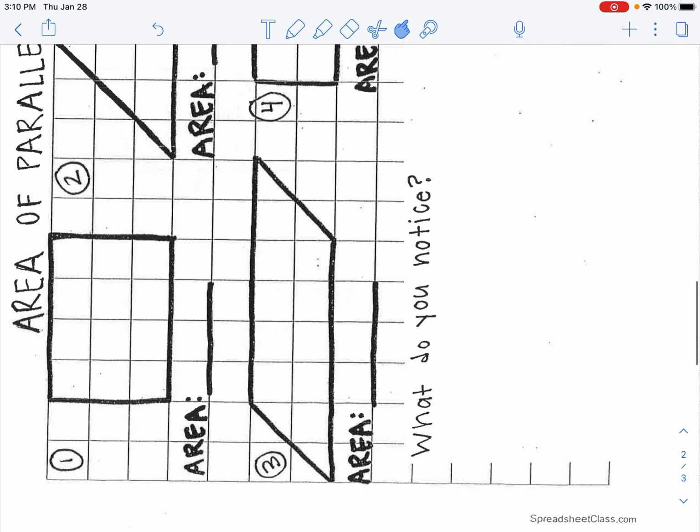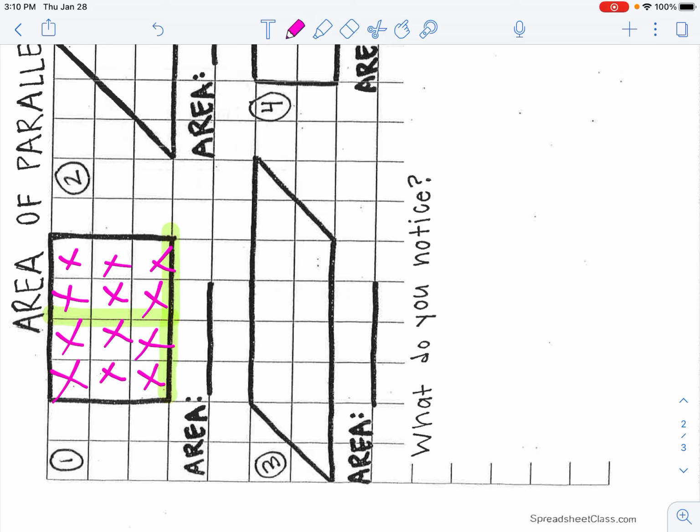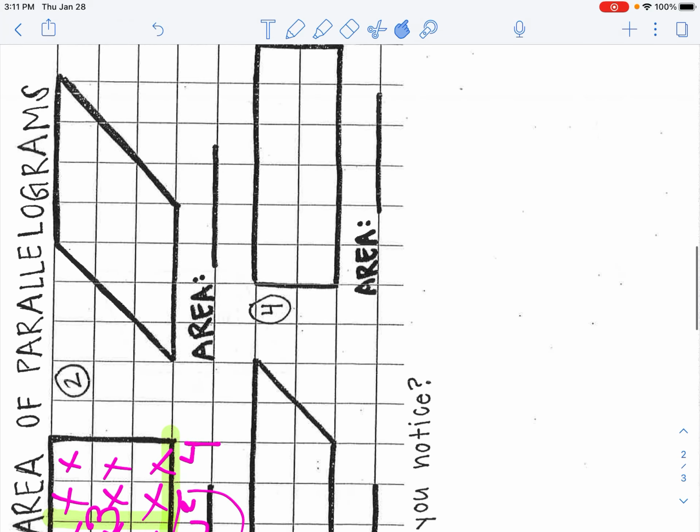Okay, so now we're going to look at the rectangle. And the rectangle has 1, 2, 3, 4, 5, 6, 7, 8, 9, 10, 11, 12 squares. Now, if you look at the measurements, it's 1, 2, 3, 4 by 1, 2, 3. So the base is 4, the height is 3, and 4 times 3, we're going to put U for units. That would be 12 units squared.